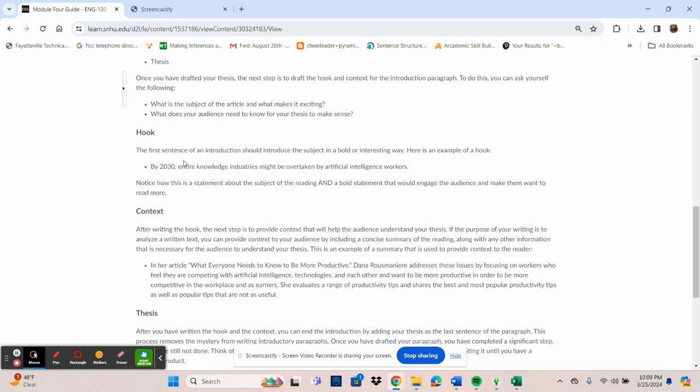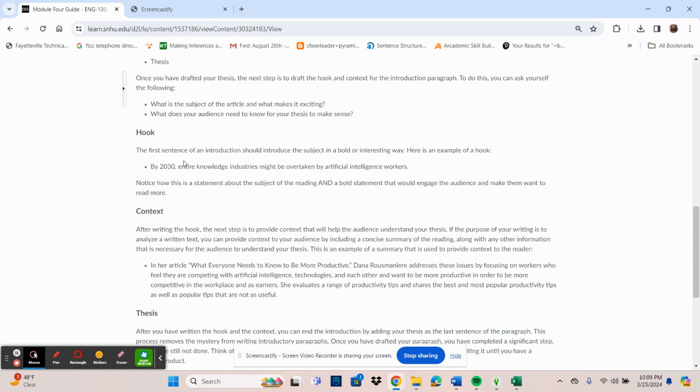Hook. The first sentence of the introduction should introduce the subject in a bold or interesting way. Here's an example of a hook. By 2030, entire knowledge industries might be overtaken by artificial intelligence workers. That is a very bold and scary statement.